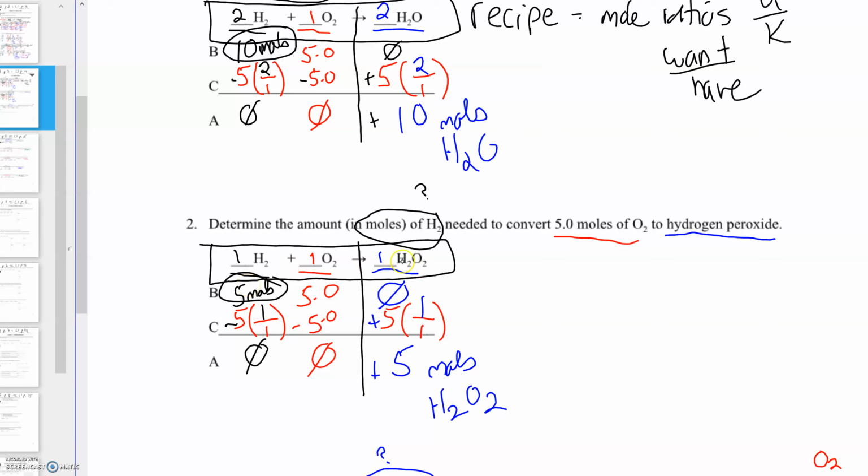So here we're making H2O2. See, the ratio is 1 to 1 to 1. So if we had 5, we get 5. But here the ratio is 2, 1, 2. So we actually get double.